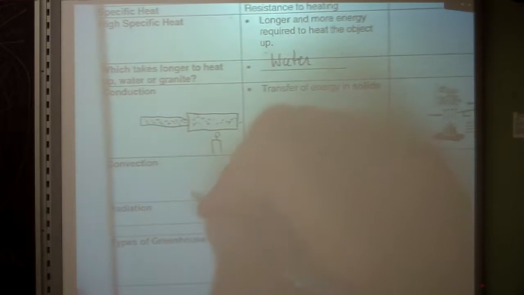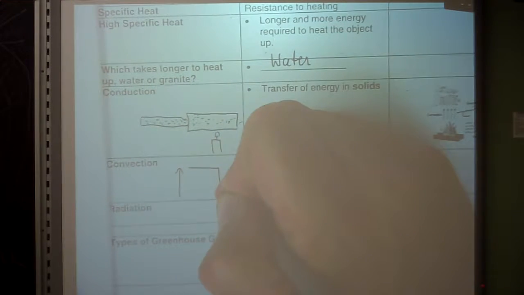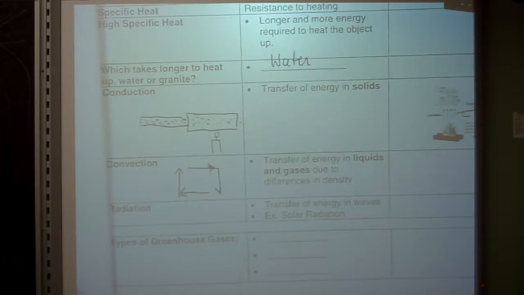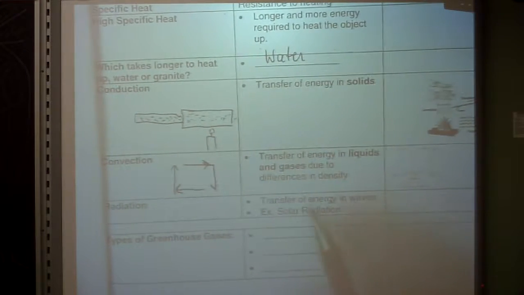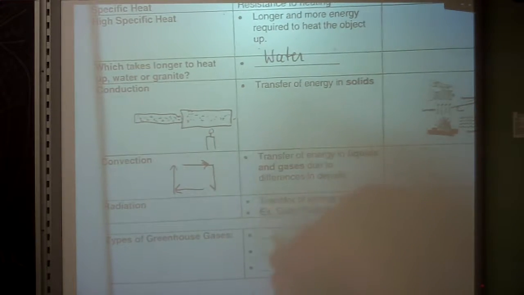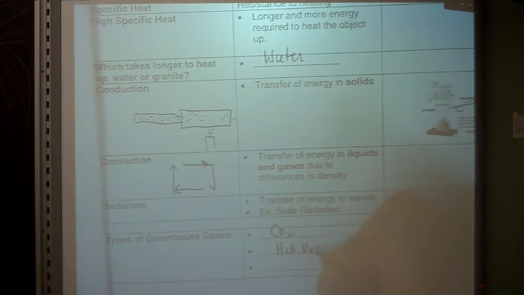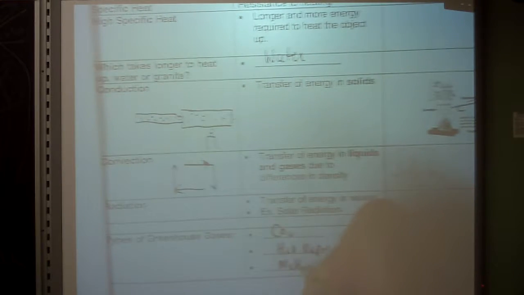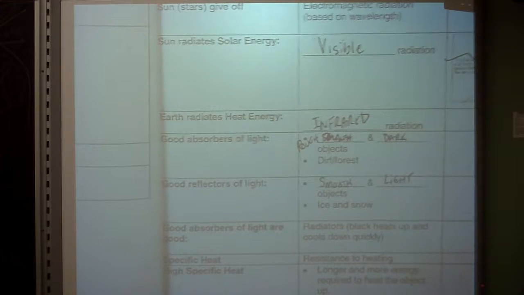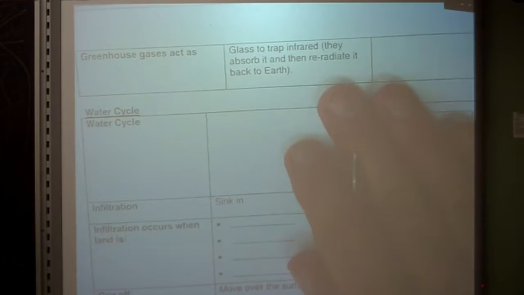Convection, we've already talked about. That's where one side goes up and the other side goes down because of density differences. And radiation is the transfer of energy through a vacuum, like how the sun's energy gets to the earth. All right, here's the type of greenhouse gases: CO2, H2O vapor, and methane. All right, let's keep going. Greenhouse gases act to trap in the infrared.